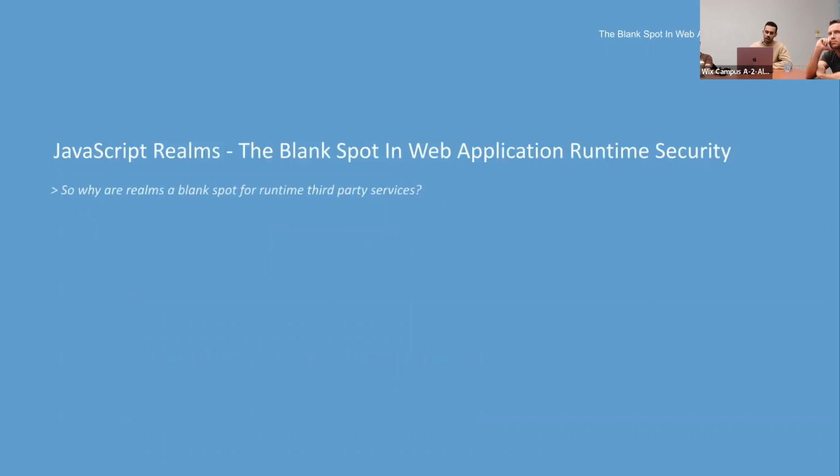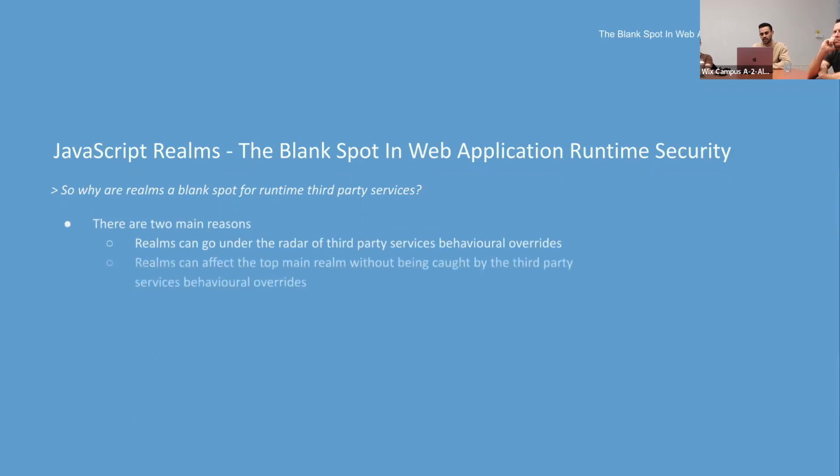So why do I think that realms are kind of a blind spot when it comes to third-party services on the client side? There are two main reasons, and we're going to focus on these two. The first reason is how realms can go under the radar of third-party services' behavioral overrides. And the second one is that realms can affect the top main realm without being caught by the third-party services' behavioral overrides. Now we're going to examine these two examples to make sure that we understand them properly.